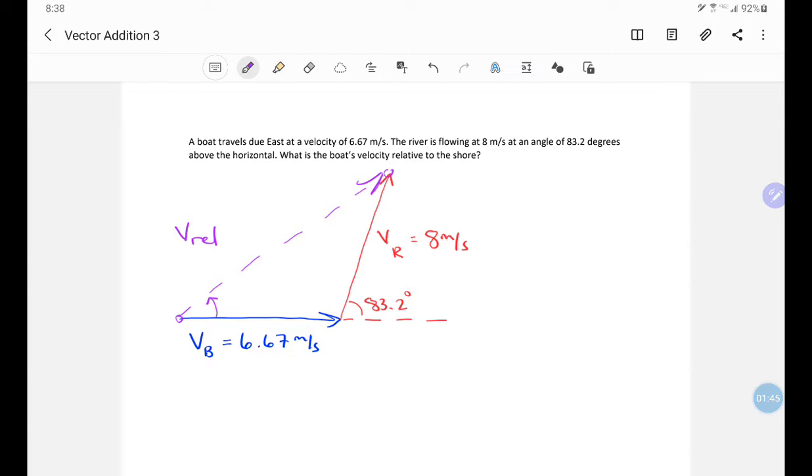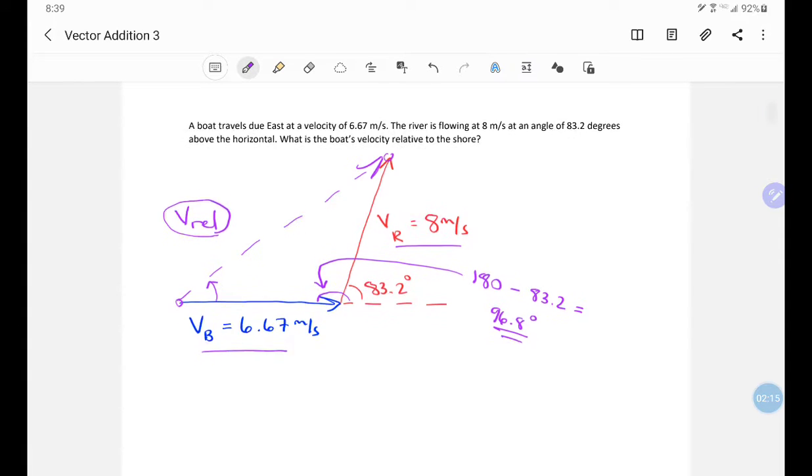So I need to break this into a triangle. I know that this angle here is 180 degrees, so I can get at this angle very easily. This is 180 minus 83.2, so that is 96.8 degrees. From there, I have the side across from that, the thing I need, and the two other sides. So this screams law of cosines.